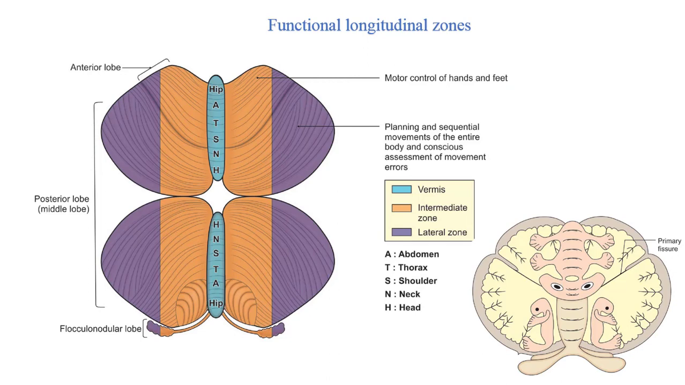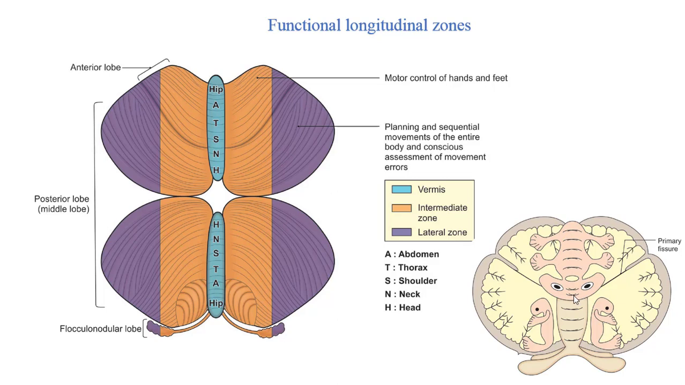The cerebellum can also be divided in three parts based on functional criteria. So, the anterior and posterior lobes are organized into three longitudinal zones: vermis, intermediate, and lateral. So first, we have the vermal zone or vermis, highlighted here in blue, which is concerned with control of muscles of trunk, neck, shoulders, and hips through vestibulospinal and reticulospinal tracts.